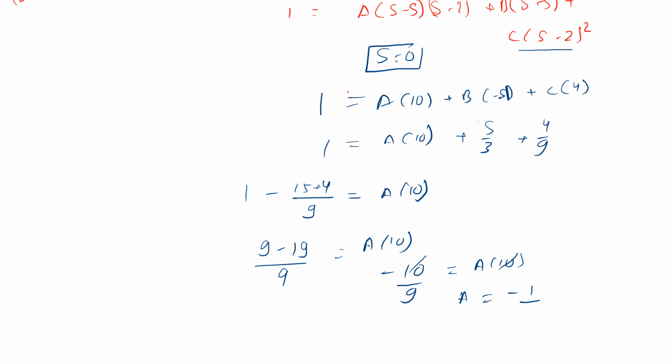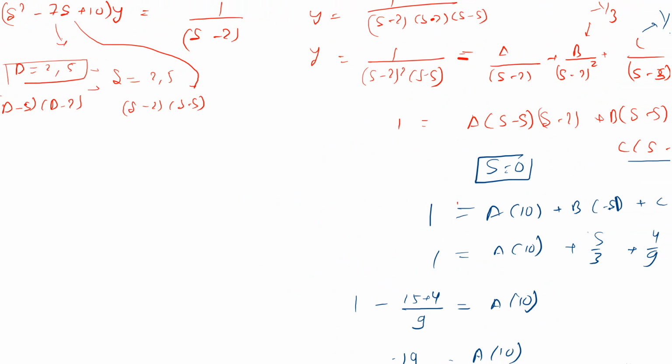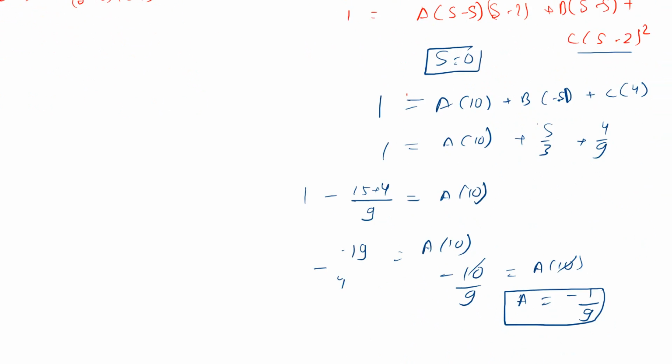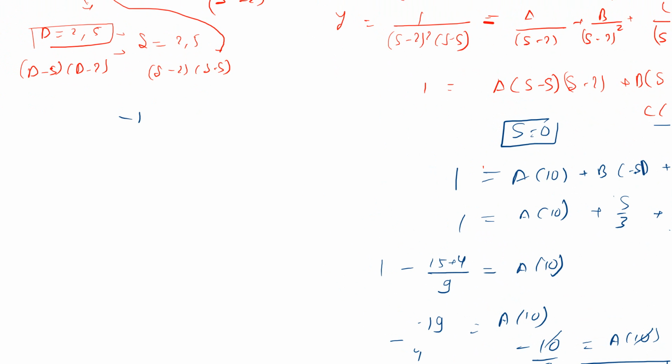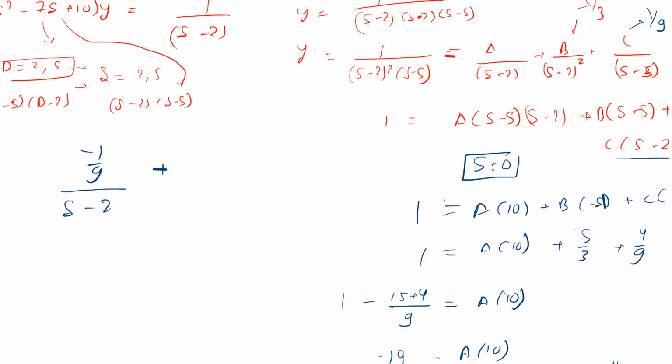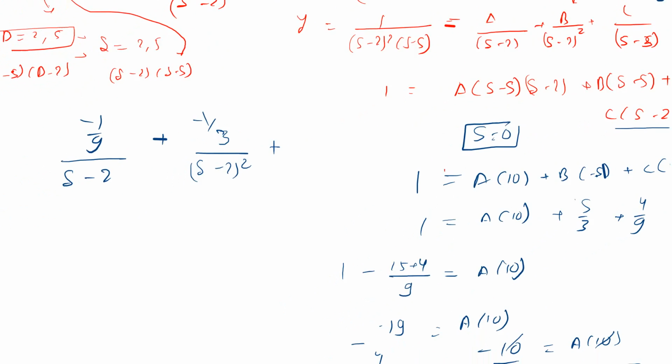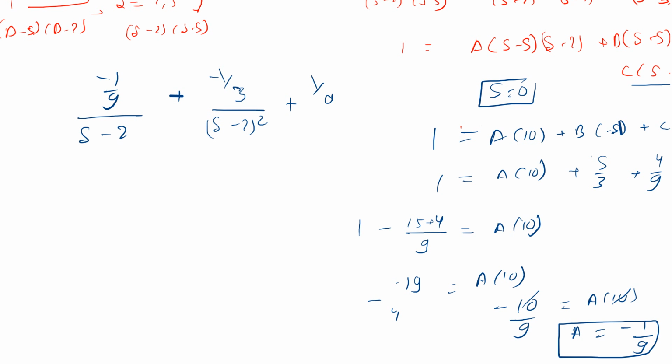All right, we got the three values here, and now we need to substitute these values here, so we'll get minus 1 over 9 times 1 over s minus 2, plus b, what is the b value? b is minus 1 by 3 over s minus 2 whole squared, plus 1 over 9 times 1 over s minus 5. Now we need to solve this part.